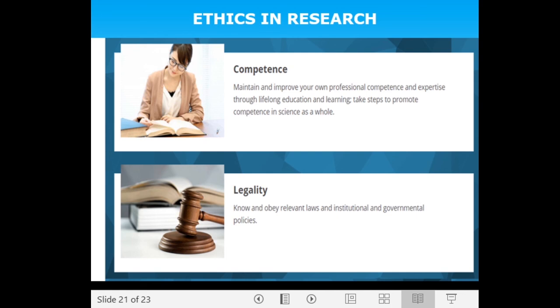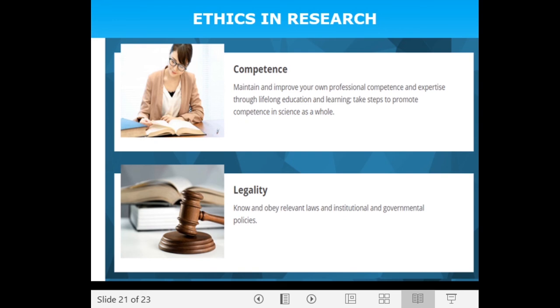Competence: maintain and improve your own professional competence and expertise. In your first research, when you are writing your first paper, you will have some mistakes. After learning and gaining experience, you will improve a lot. So learning helps. Legality: know and obey the relevant laws.